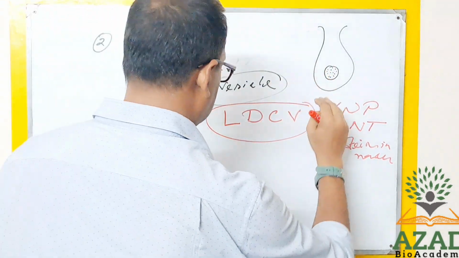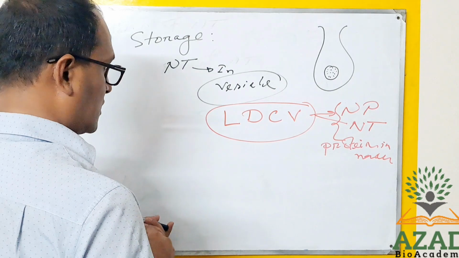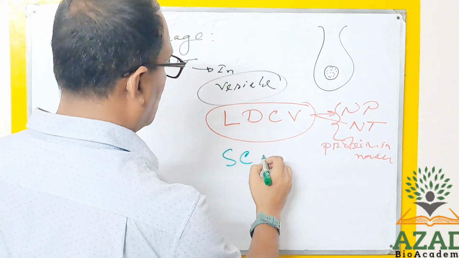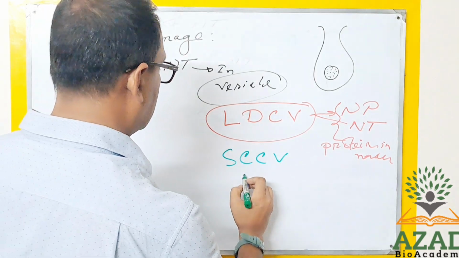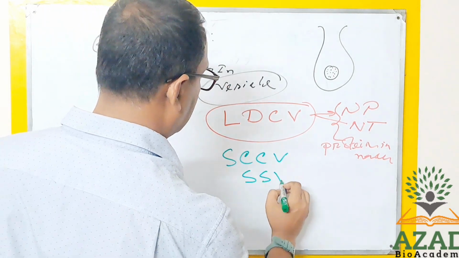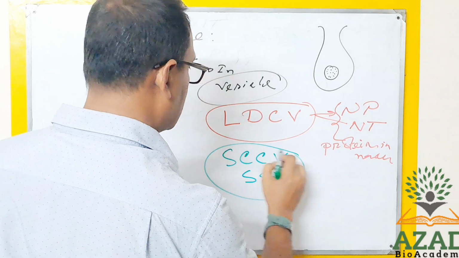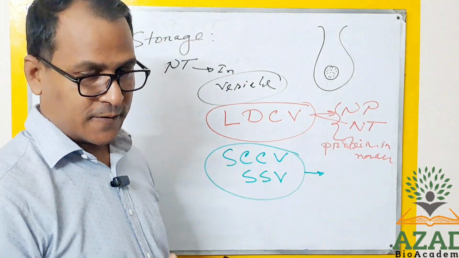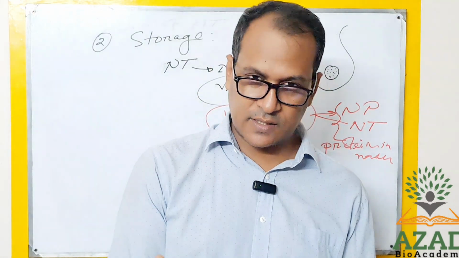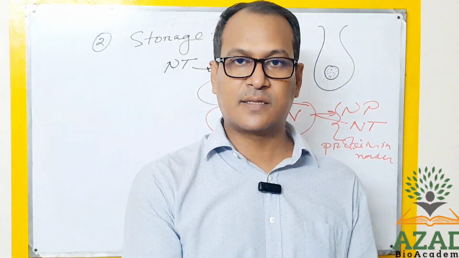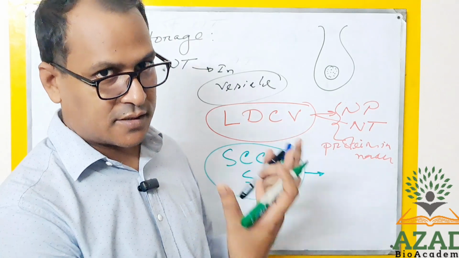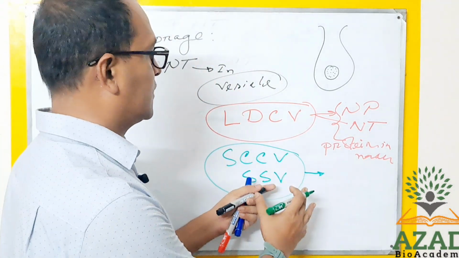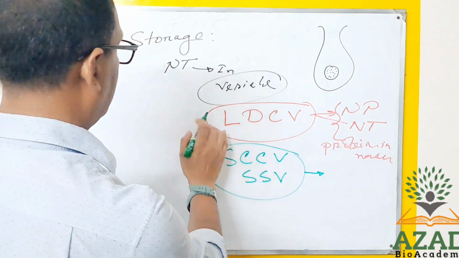And the second one is the small clear core vesicle, or you can say small synaptic vesicle. This is for your small neurotransmitters. Already I said that is directly amino acids, glutamate, GABA, glycine, like that, or histamine, serotonin, dopamine, noradrenaline, acetylcholine. So this is the vesicle. So there are two types of vesicle.